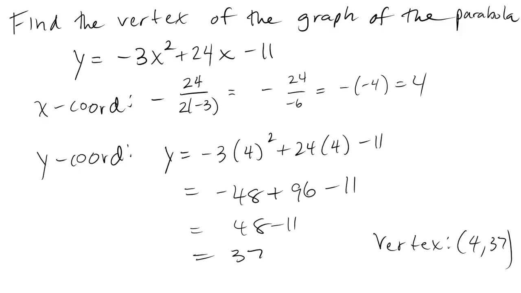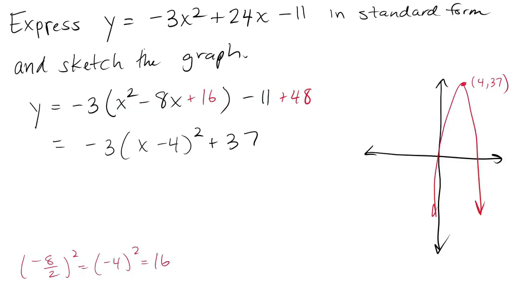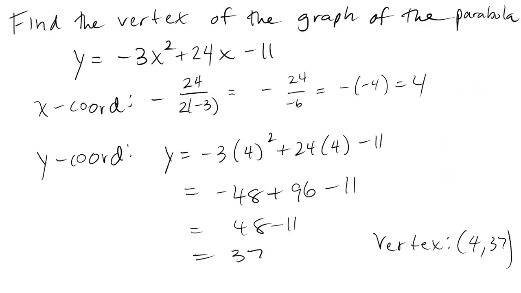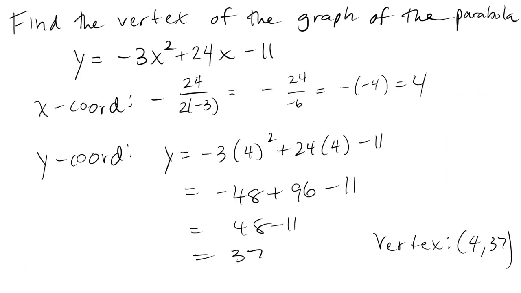Unless the instructions specifically say write it in standard form like it did in these two examples, when you need to find the vertex, I would encourage you to just use this format. Find the x-coordinate of the vertex by applying our theorem, opposite of b over 2a, and then find the y-coordinate of the vertex by plugging the x-coordinate into the equation.